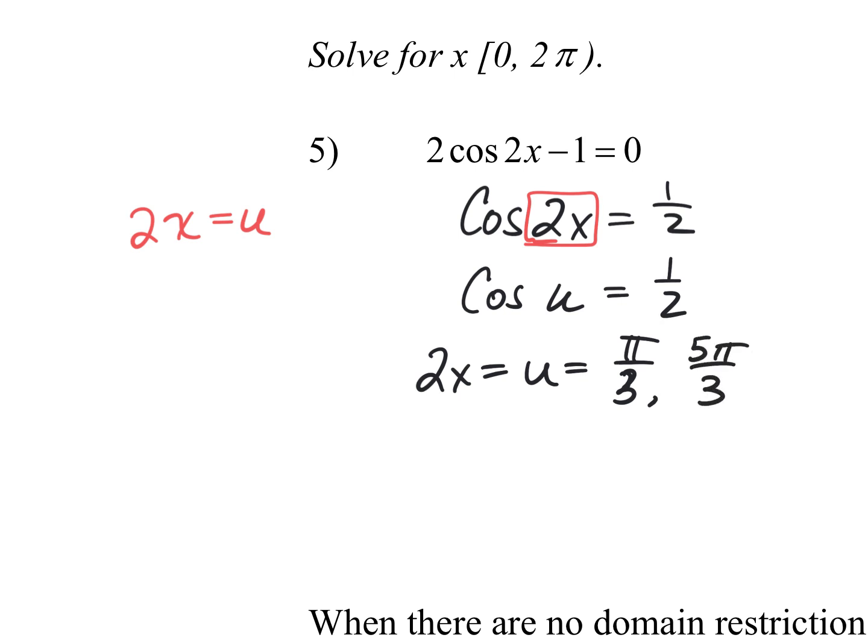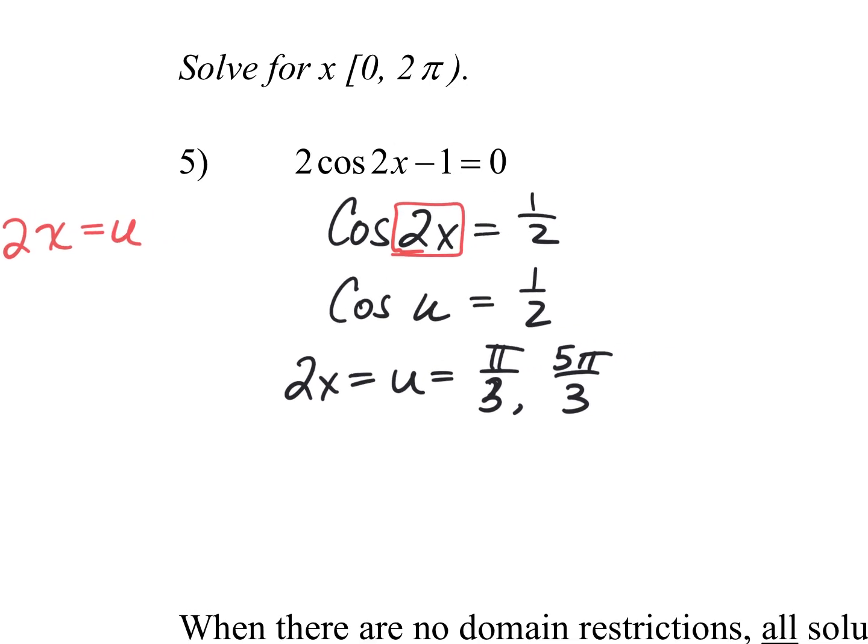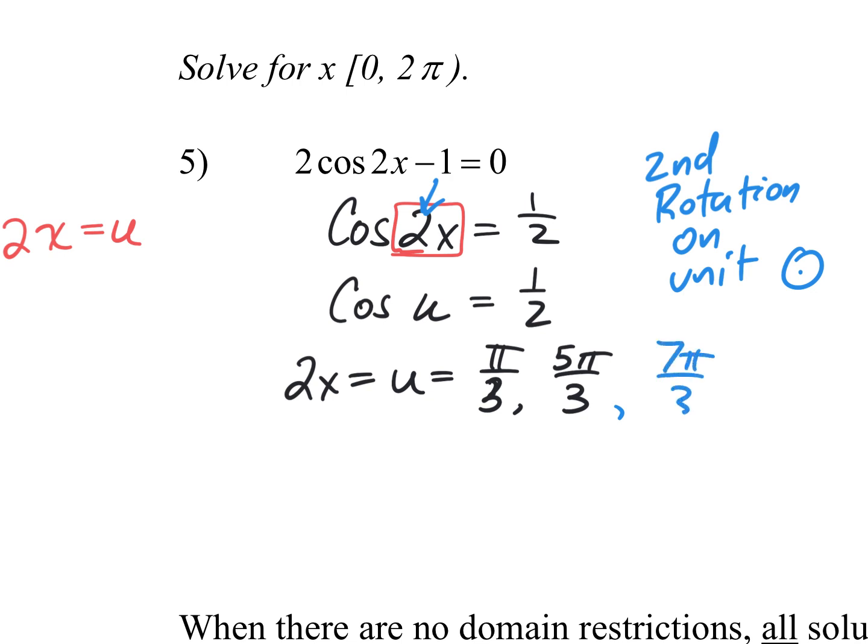Well, remember what we saw in our graph. With that cosine 2x, we have created a horizontal compression in our graph. So this 2 tells us that we should have twice as many solutions. So we're going to go for a second rotation on the unit circle. All right, so what does that mean? I'm going to include possible solutions that do not currently exist on our unit circle: 7 pi over 3, and then additionally, 11 pi over 3.